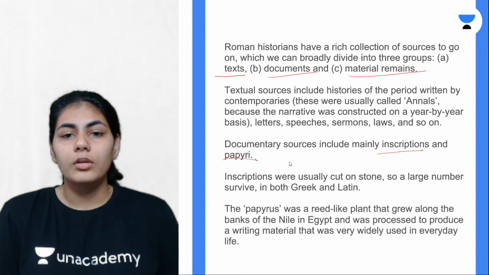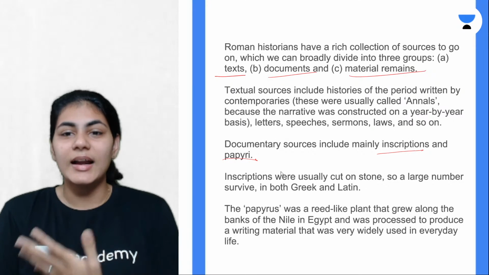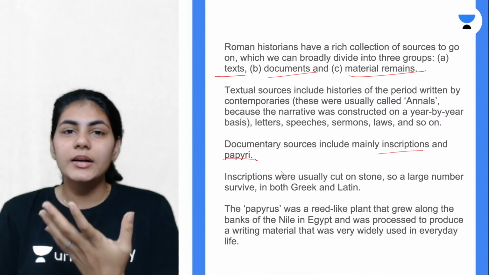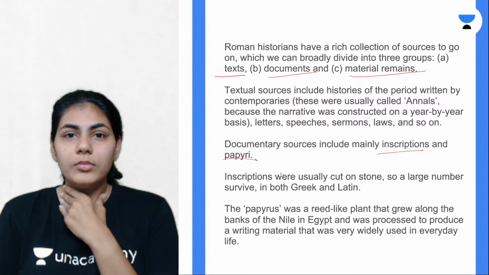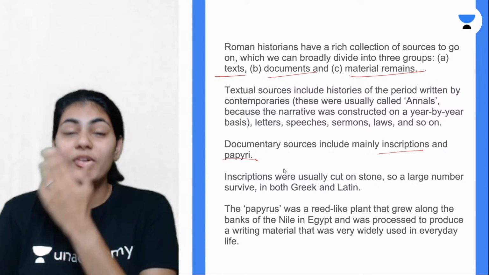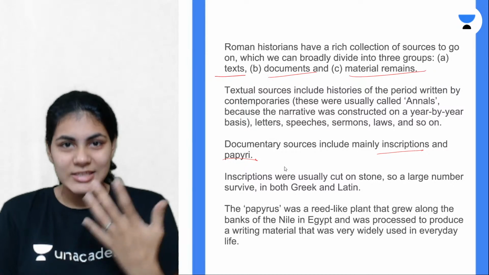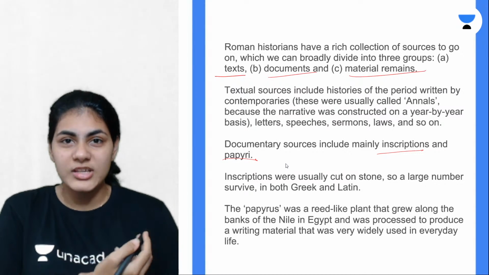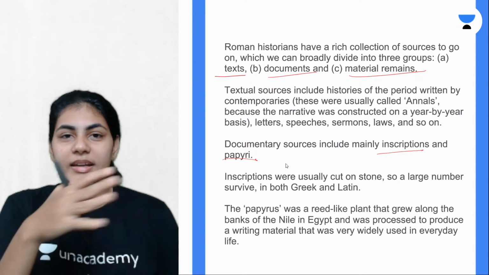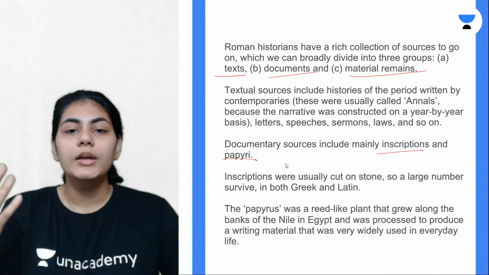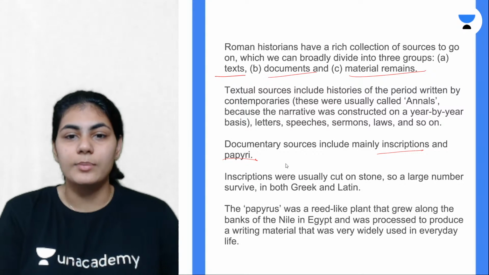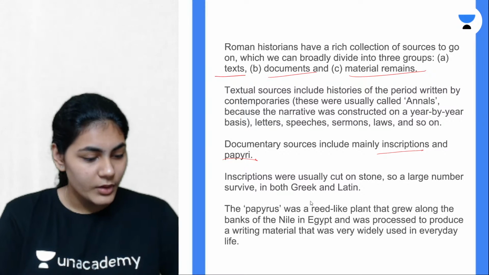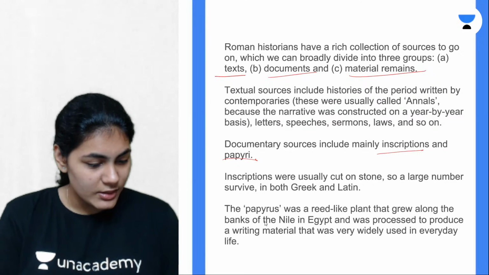So inscriptions were basically cut on stone. Yeah. Because stones are harder, they can, what do we say, withstand the ravages of time. They are still there, right? They are still surviving. Even if you go visit the Roman Empire, the Greece places and all right now, you'll basically find all of these inscriptions in Greek and Latin. Yeah. So any questions till here?